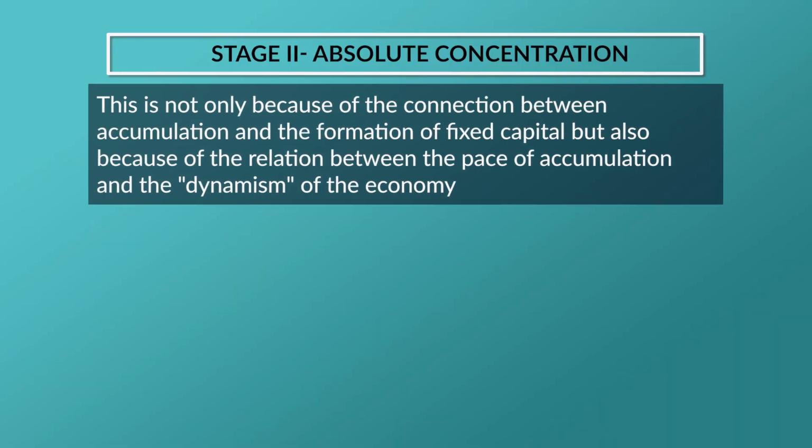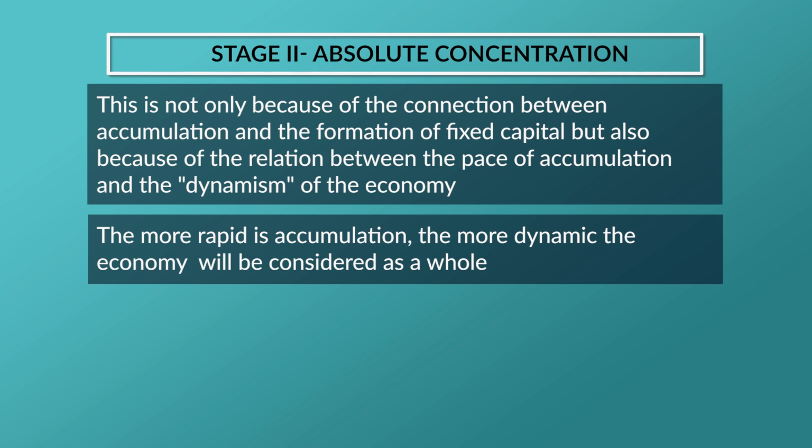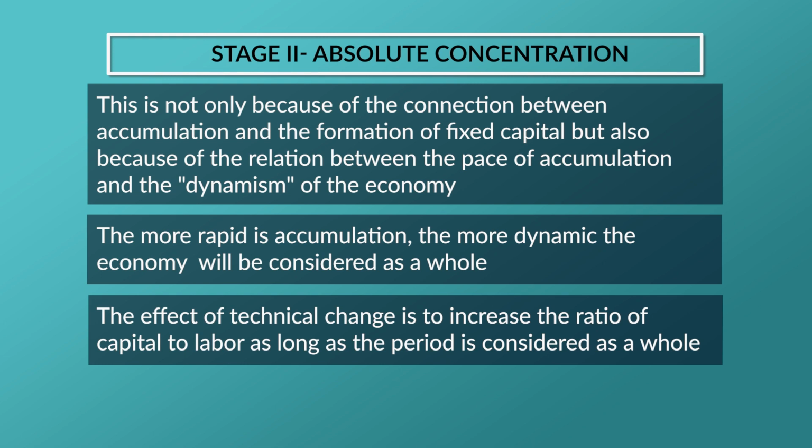Critical to the specification of this process is the pace and form of technical change. The pace of technical change will be taken in a general sense to be a function of the rate of accumulation. This is not only because of the connection between accumulation and the formation of fixed capital, but also because of the relationship between the pace of accumulation and the dynamism that is prevalent in the economy. The more rapid is accumulation, the more dynamic the economy will be considered as a whole. The effect of technical change will be to increase the ratio of capital to labor as long as the period is considered as a whole.